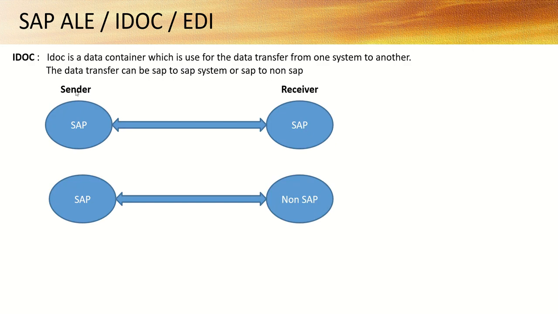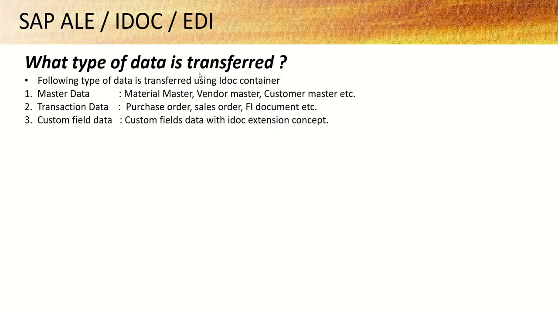IDoc is simply a data container which is used for the transfer of data from one system to another. The data we can transfer from SAP to SAP system as well as from SAP to non-SAP system. There can be multiple receivers, and it is not necessary that both should be SAP. We can have any number of systems. So whatever data is transferred using the IDoc.